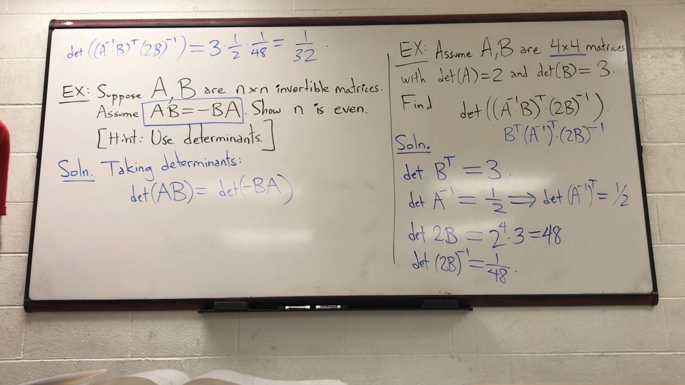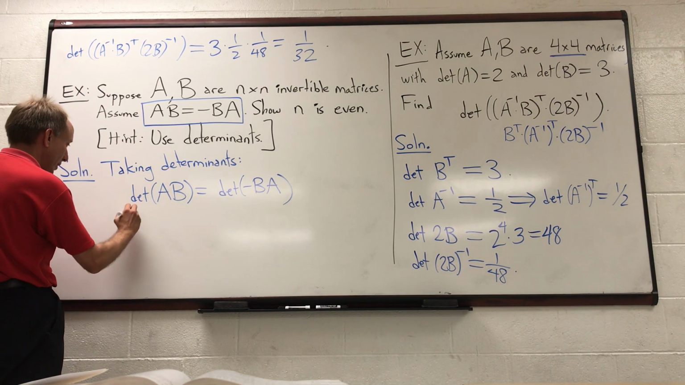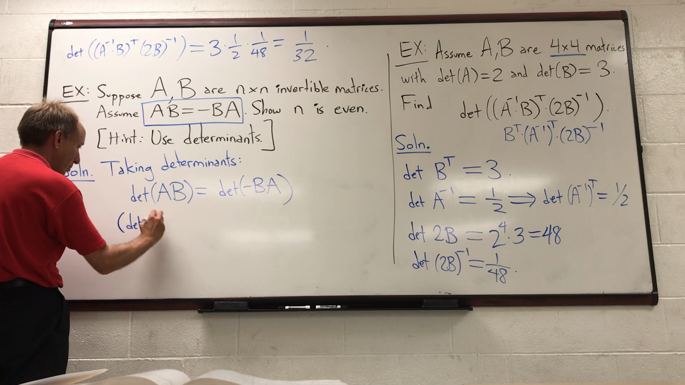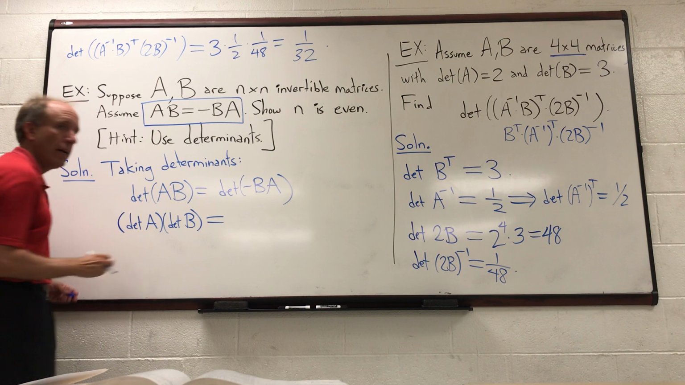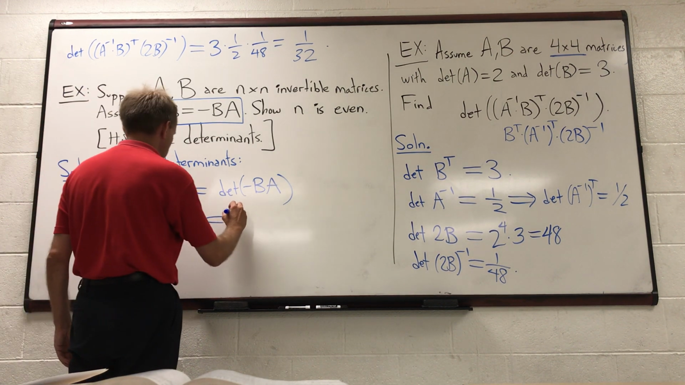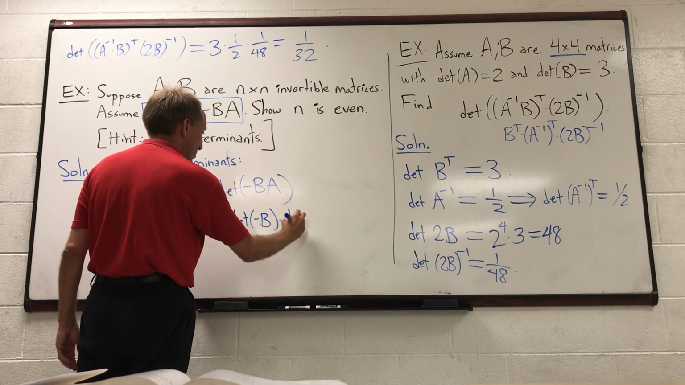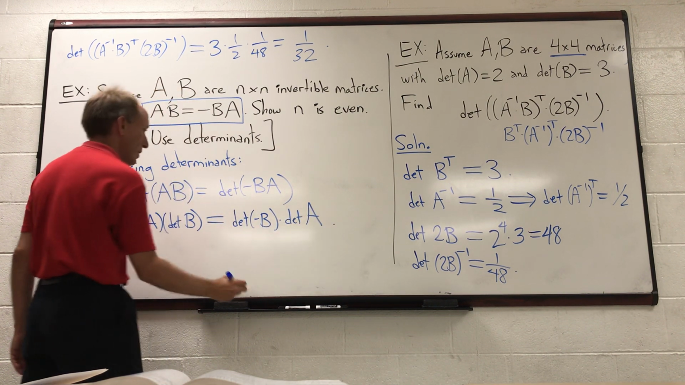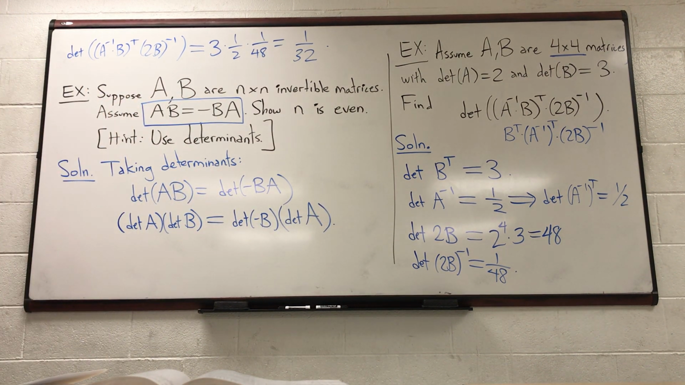You can break them up as products. Break them apart, right? Yeah, exactly. I'm just going to break them apart. So the left side would be the determinant of A times the determinant of B, and the right side would be the determinant of negative B times the determinant of A, right? Yeah, so something like that. That look okay?